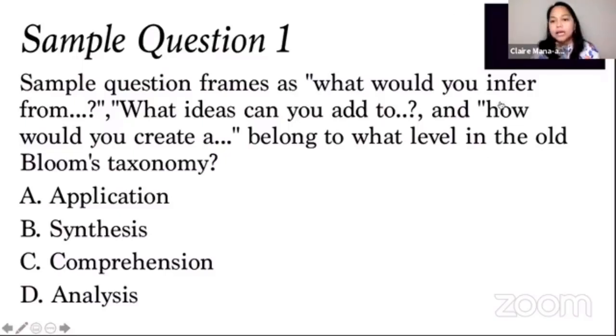And let's take a look at the answer that we have. Okay, correct answer here would be, let's take a look at your answer. It's letter B. Okay, good job. You are correct. That's synthesis. Okay, your hints here would be, what can you add to? How would you create? Remember, creation, that is the new term that we are using now in the revised Bloom's taxonomy. Pero sabi dito kasi in the old Bloom's taxonomy. And so our answer would be letter B, that's synthesis.